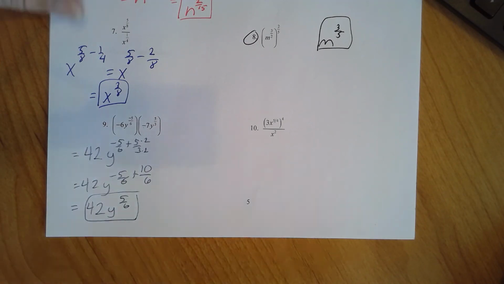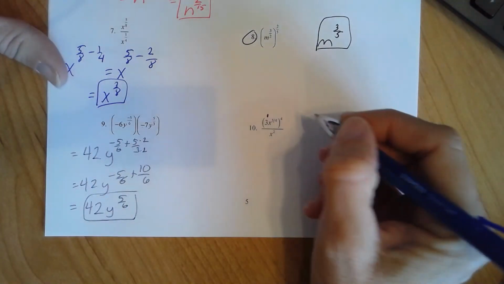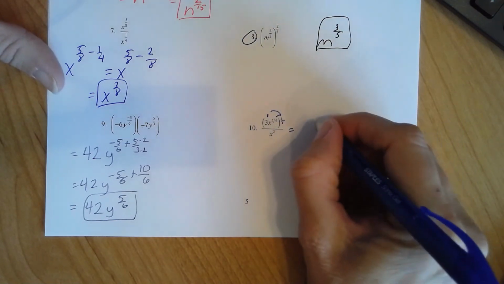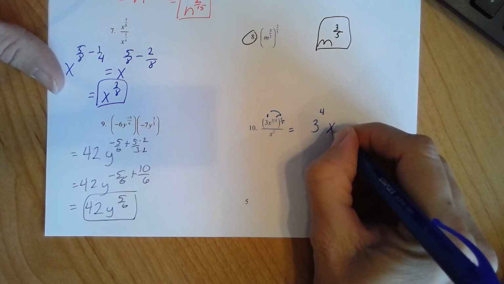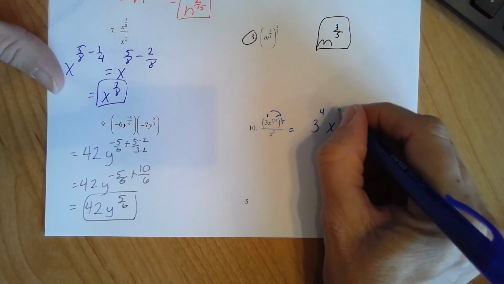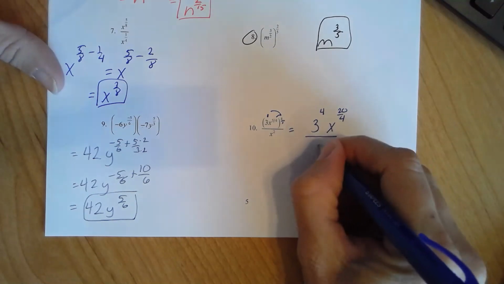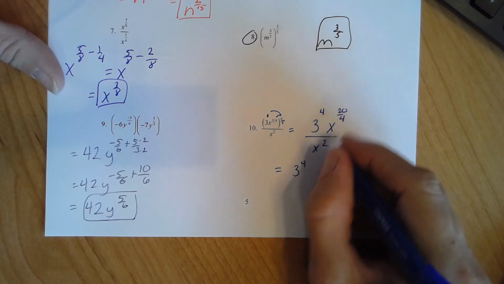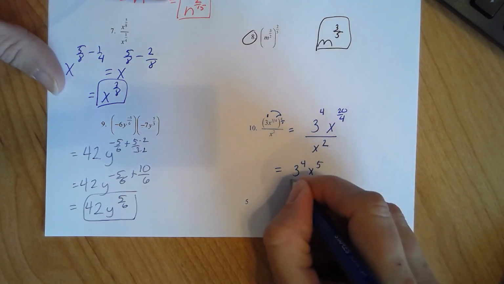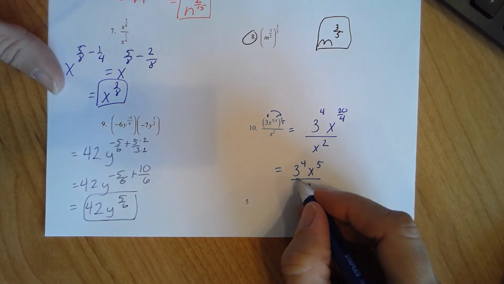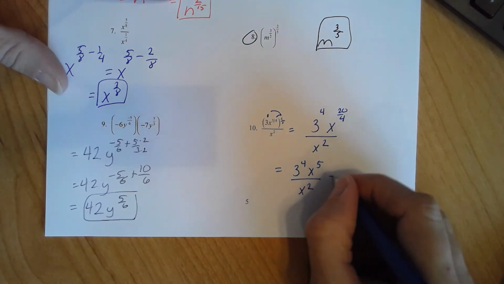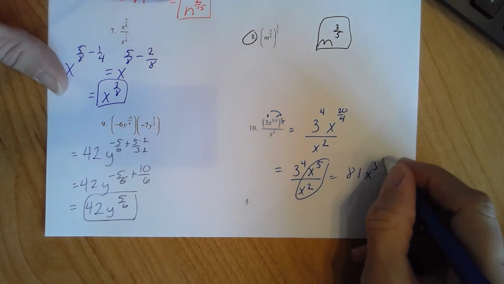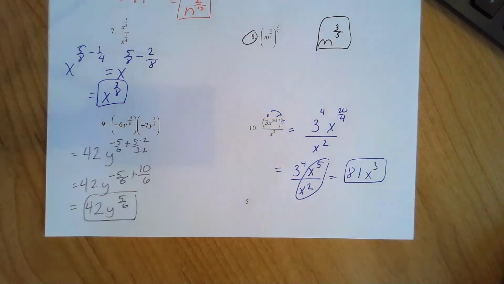And number 10, we have power to power rule. Remember, 3 does have a power 1. So you need to distribute your power to every power, which is just multiplication. So we end up with 3 to the 4th. X to the 5 times 4 is 20 over 4, which just turns out to be 5, all over x squared. Again, 20 divided by 4 is just 5, so x to the 5th over x squared. Well, 3 times 3 is 9, times 3 is 27, times 3 is 81, and when I'm dividing, I subtract exponents, so we end up with 81 x to the 3rd.